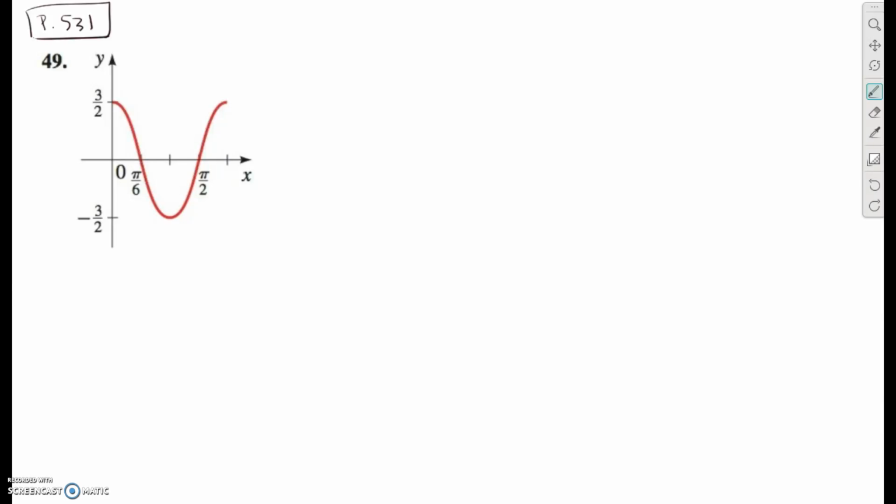Right, number 49 on page 531. I think part A asks us to find the period, amplitude, and phase shift. Now the book calls it the horizontal shift, but I think a more technical and more widely accepted term is the phase shift. And then part B said to find the equation. Okay. In order to find the equation, we need these three things.